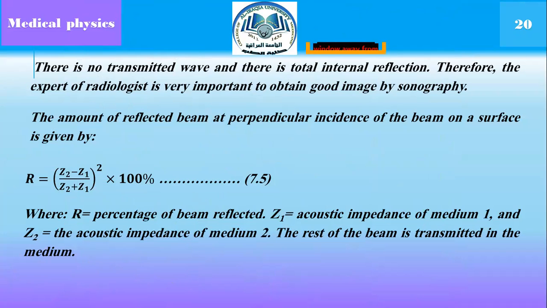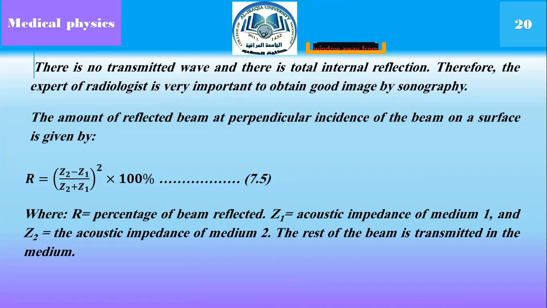The amount of reflected beam at perpendicular incidence of the beam on the surface is given by R = ((Z2 - Z1) / (Z2 + Z1))^2 × 100%, where R is the percentage of beam reflected, Z1 the acoustic impedance of medium 1, and Z2 the acoustic impedance of medium 2.